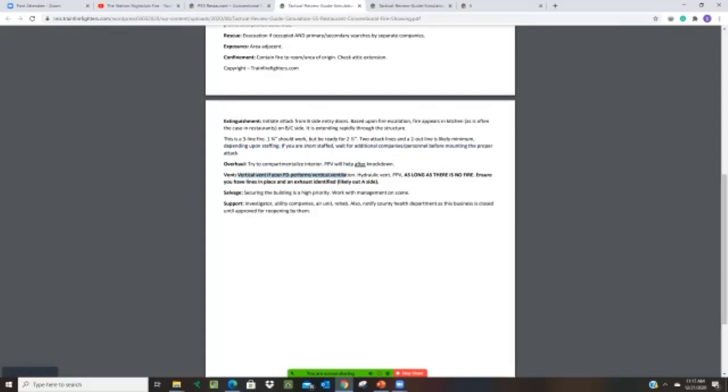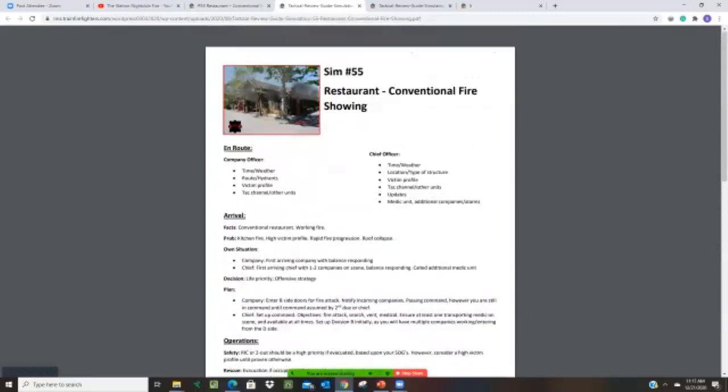Ventilation, vertical vent if your department performs vertical vent, but also consider what? Hydraulic vent. Hydraulic vent's a great thing. It's underutilized in my opinion. Positive pressure later, as long as there's no fire and you've got the fire under control and you have lines on the fire. Likely out the A side. Okay. All right.